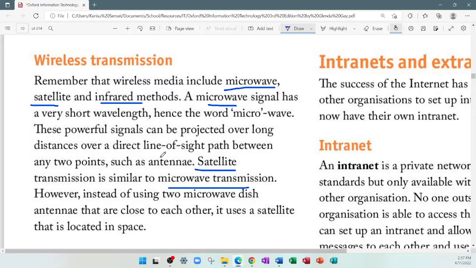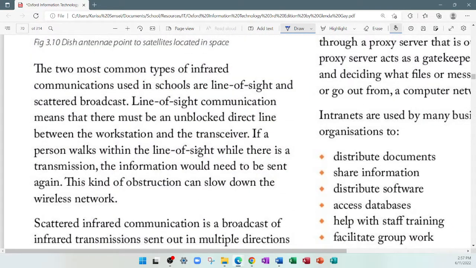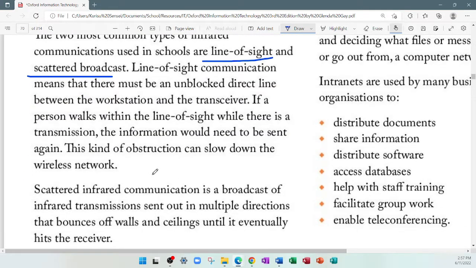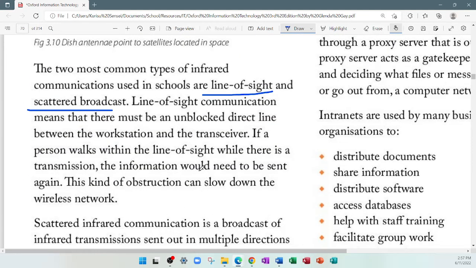But when it comes to these satellites, when it comes to using antenna technology, these wireless technologies, there are basically two forms that you should note. It sends a signal in a line of sight method or a scattered broadcast. Line of sight basically means that it sends the signal in a one directional method.